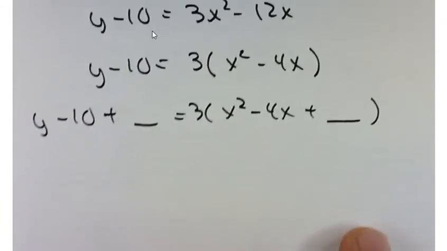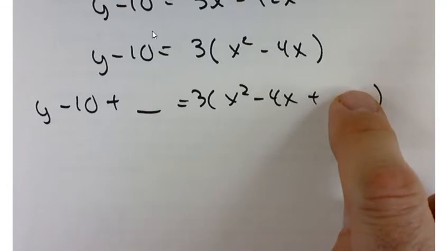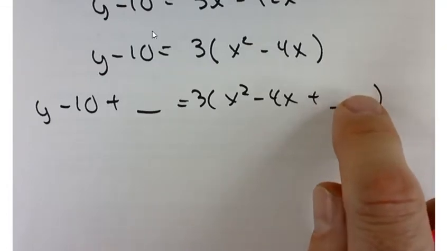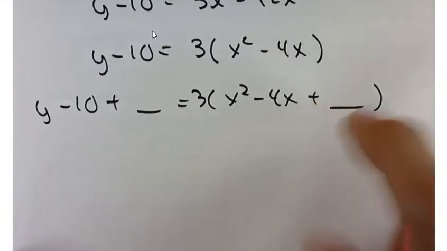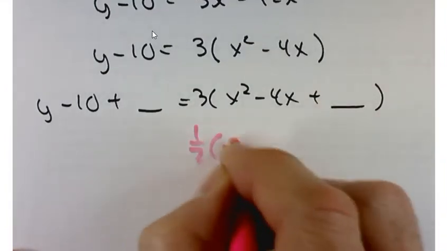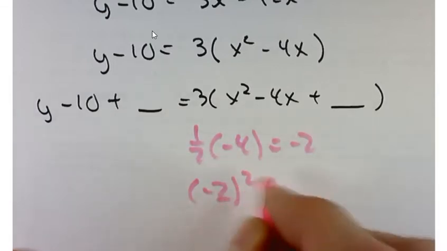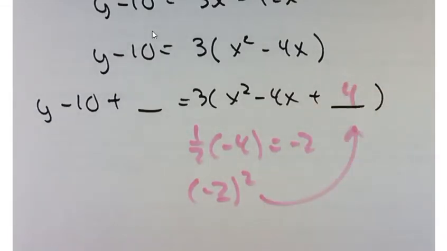Now we're going to complete the square. Kind of the same process that we've done several times here. What number do I put in the parenthesis to complete the square? It's always going to be a plus. So 1/2 of negative 4 is negative 2. Negative 2 squared is 4. Great.